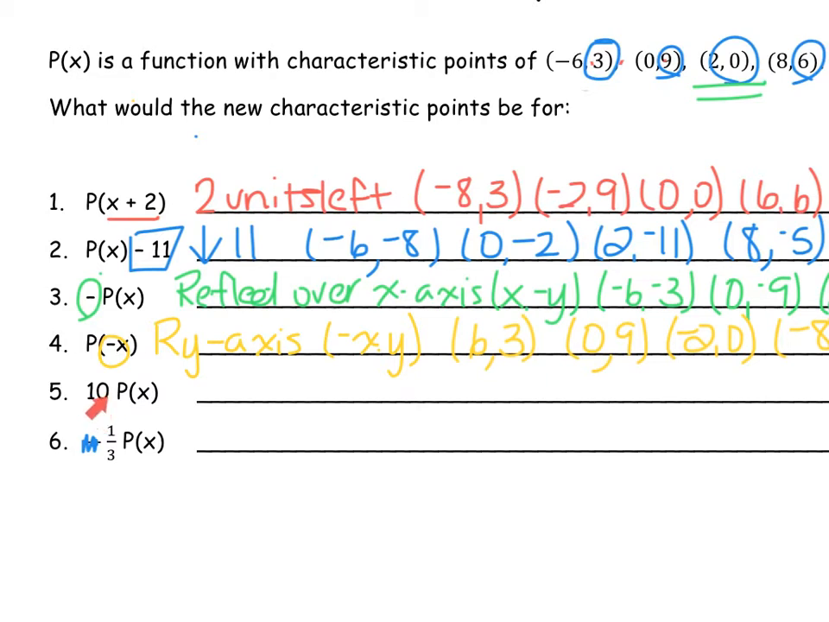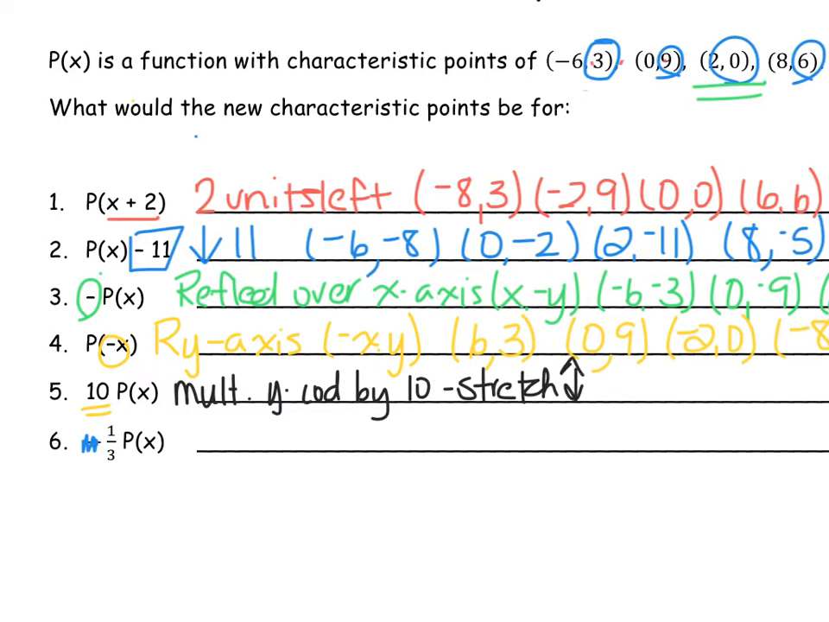And we're going to multiply the y-coordinates by 3 because it's giving us a vertical stretch. And p of x, remember, is the same thing as y. So really we're just doing 10y. So this one, and again we'll practice this in more class tomorrow, the 10 right here means that we're going to multiply the y-coordinate by 10, and it's going to give us a vertical stretch. So it's going to give us a stretch up and down.